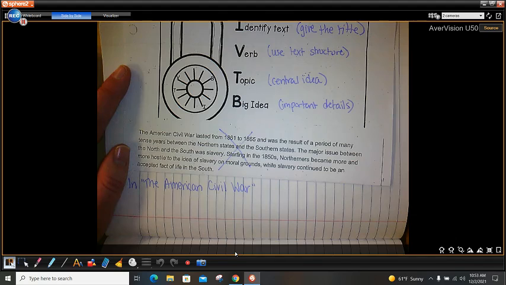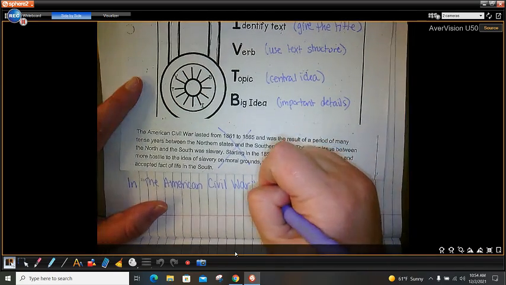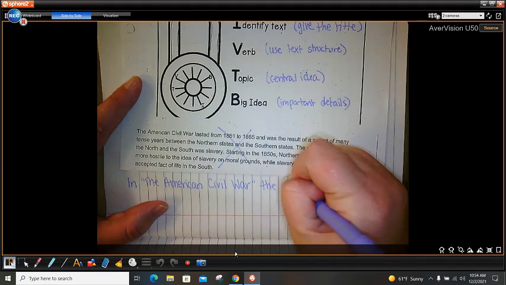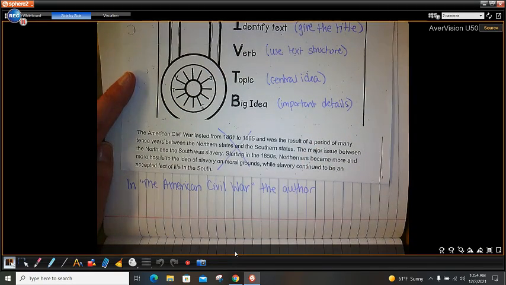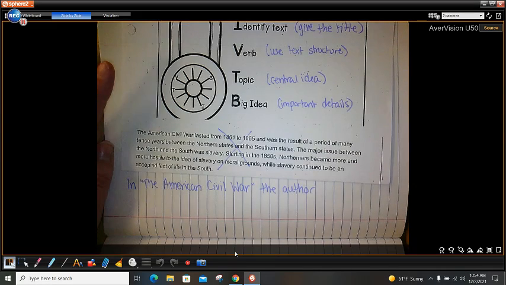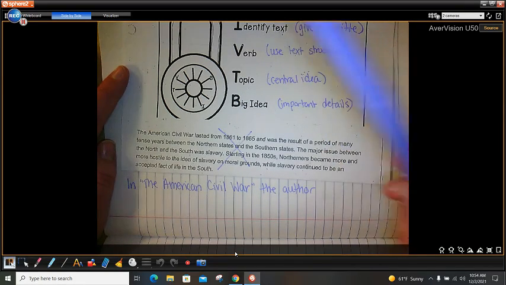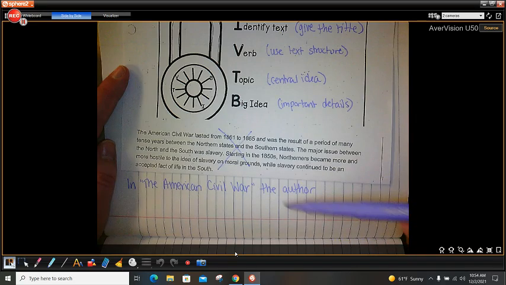In the American Civil War, the author. So all nonfiction summaries should start off the same. It should say, in whatever the title is, the author. So we identified the text. In the American Civil War, the author, what is the author doing?